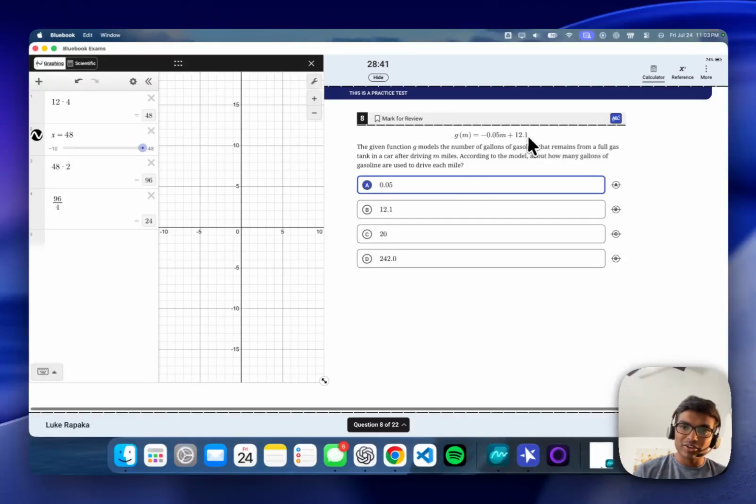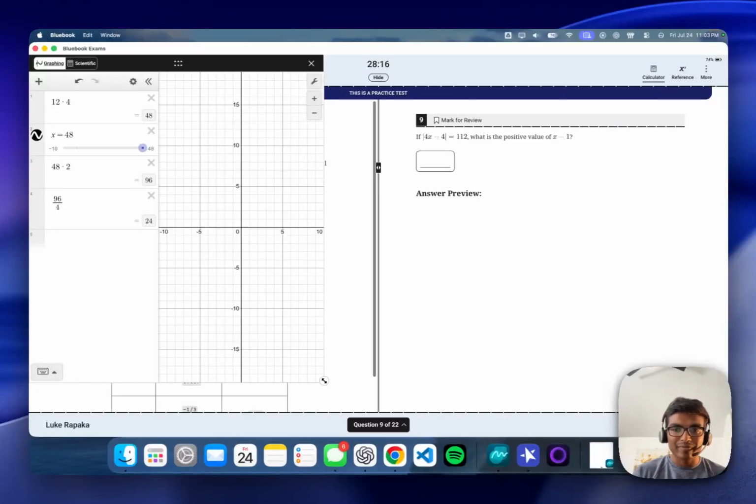This 12.1 is the initial amount of gas, in this situation from a full gas tank. And for each mile you drive, which is M, you're depleting that full tank by 0.05. So that's how many gallons are used to drive each mile. That's kind of like the slope. And so that answer would be 0.05.